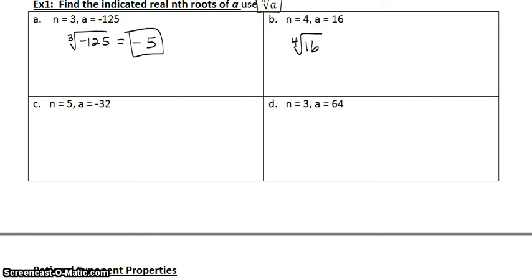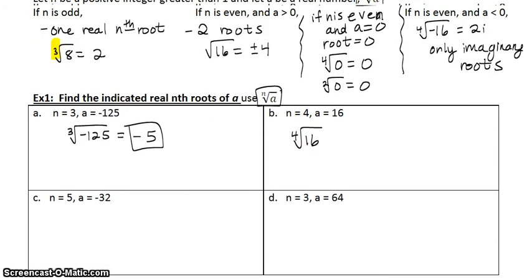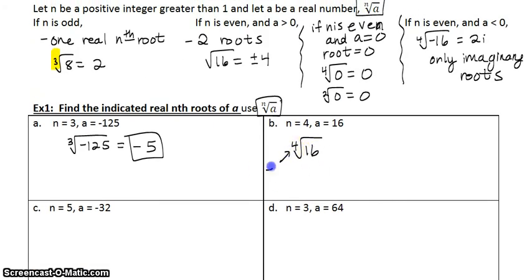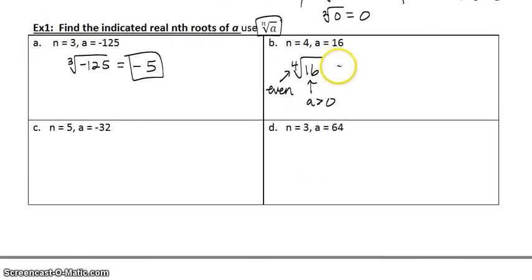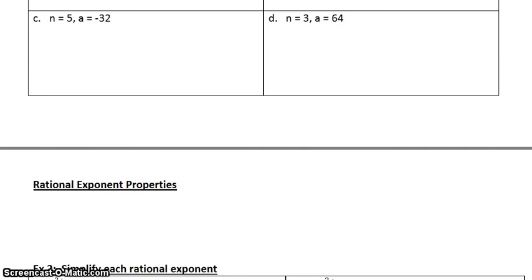Part B. n is 4, a is 16. So here's what I'm thinking. My index is even, and a is greater than 0. So I'm thinking there's going to be two roots, and the fourth root of 16 is positive or negative 2. Hit pause and try C and D. Unpause when you are done. C, your answer should be negative 2, and D, your answer should be 4.